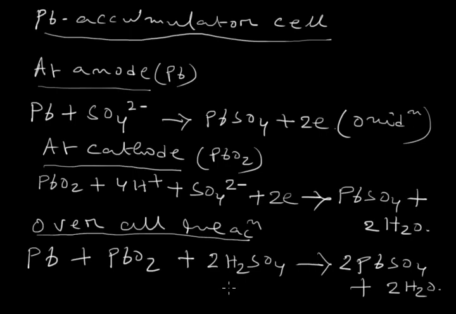And when the cell is exhausted, electricity is passed and the opposite reaction takes place at the anode and cathode. Actually, in the lead accumulator cell, in a glass container, the anode and cathode are dipped and it contains 30% sulfuric acid solution. We have discussed the reactions. Now we consider the charging of the cell, that is, when the cell is exhausted, how it comes back to its original state.